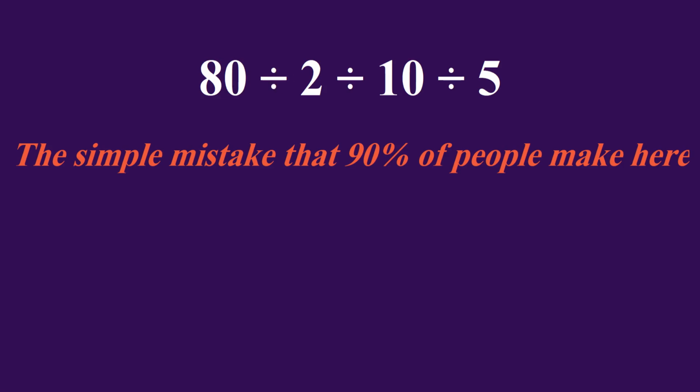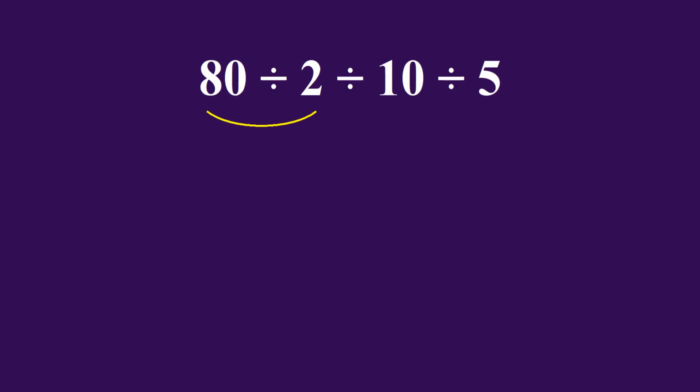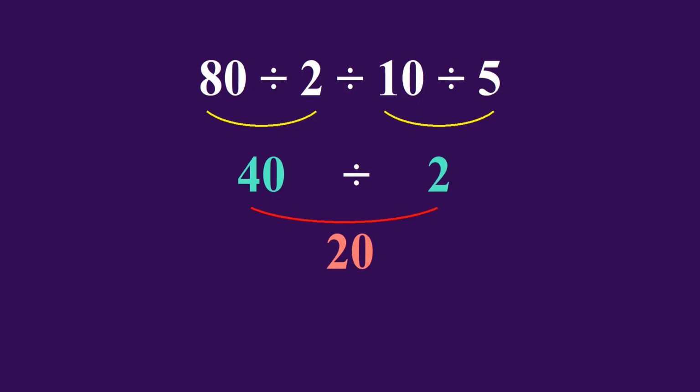In this problem, 80 divided by 2 gives us 40, and here we have 10 divided by 5, which equals 2. So 40 divided by 2 is just 20. But this answer is not correct because according to the order of operations, when we have more than one division in an expression, we have to work from left to right.